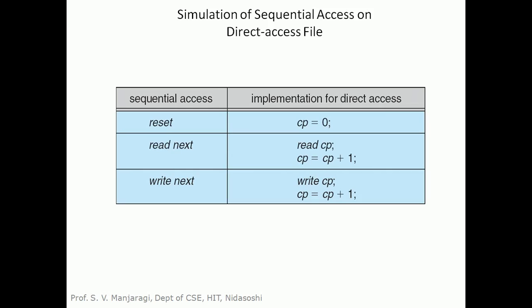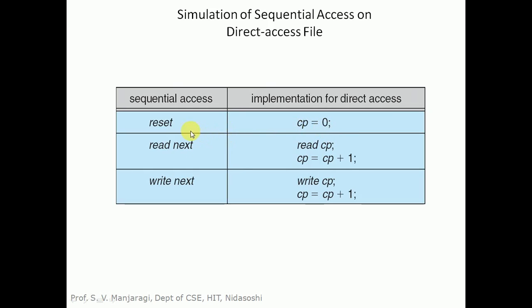Now let us see the simulation of sequential access on a direct access file. So the sequential access operations are reset, read next and write next. Now let us see how these operations will be executed. There is something called the file position. Whenever we execute reset, that file position will be 0. So that is the first byte of the file. So CP is basically a pointer, pointing to the beginning of the file, that is the first byte of the file. So that is 0.